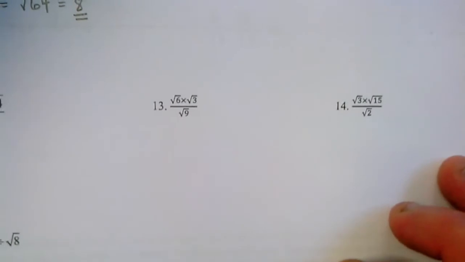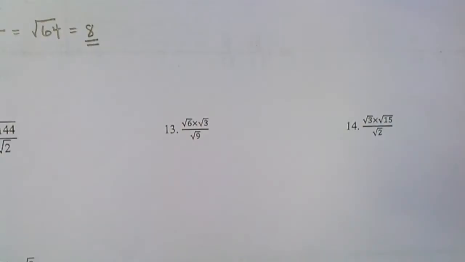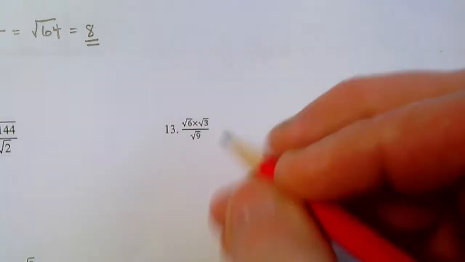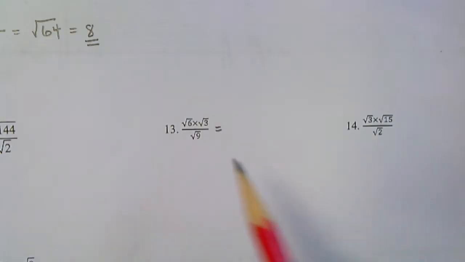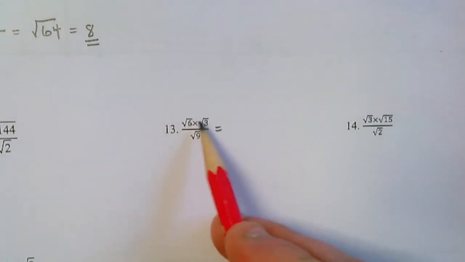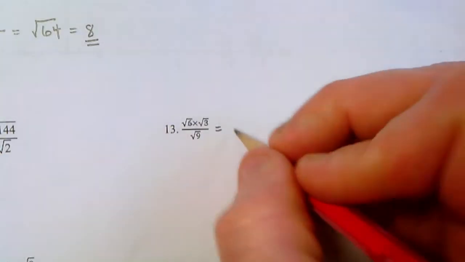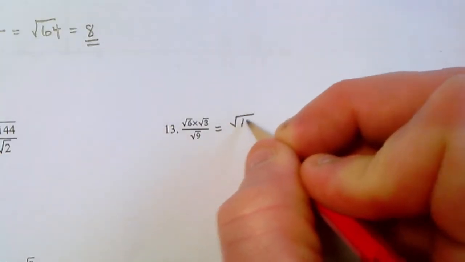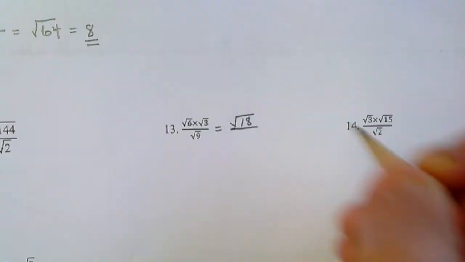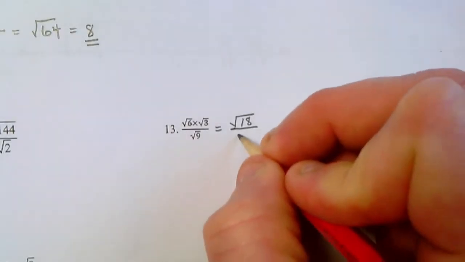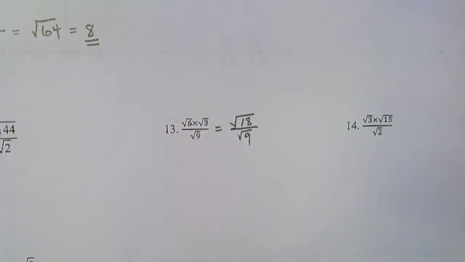Now, let's drop down here to number 13. What should I do for number 13? Well, I've got two numbers here, and I can multiply them together. So let's do that. The square root of 18, 6 times 3 is 18, over the square root of 9. Okay?